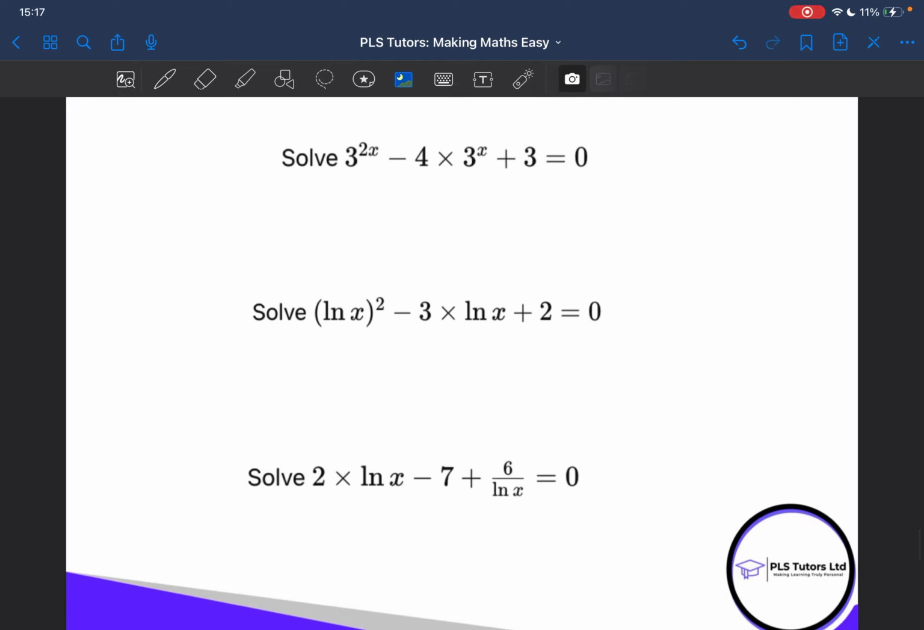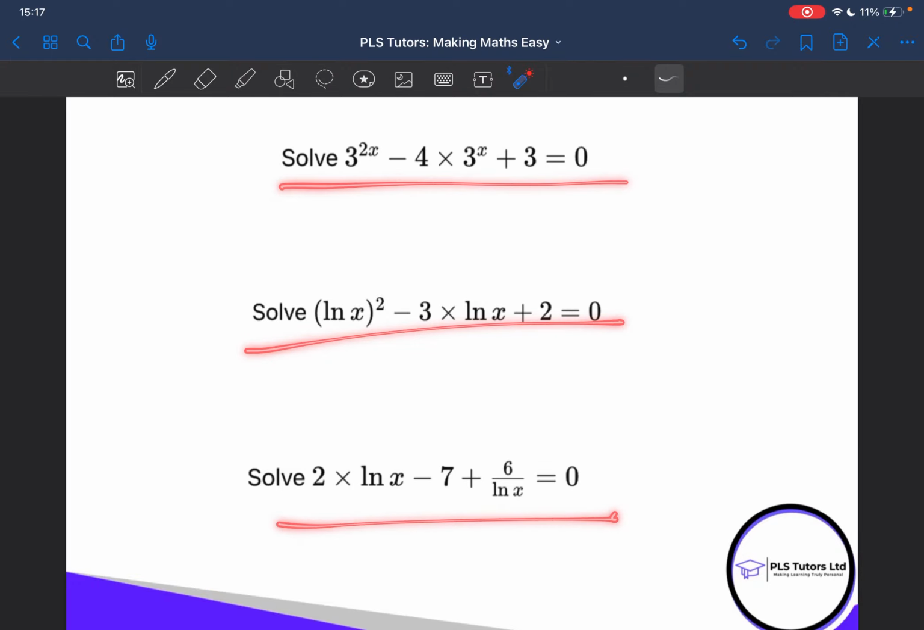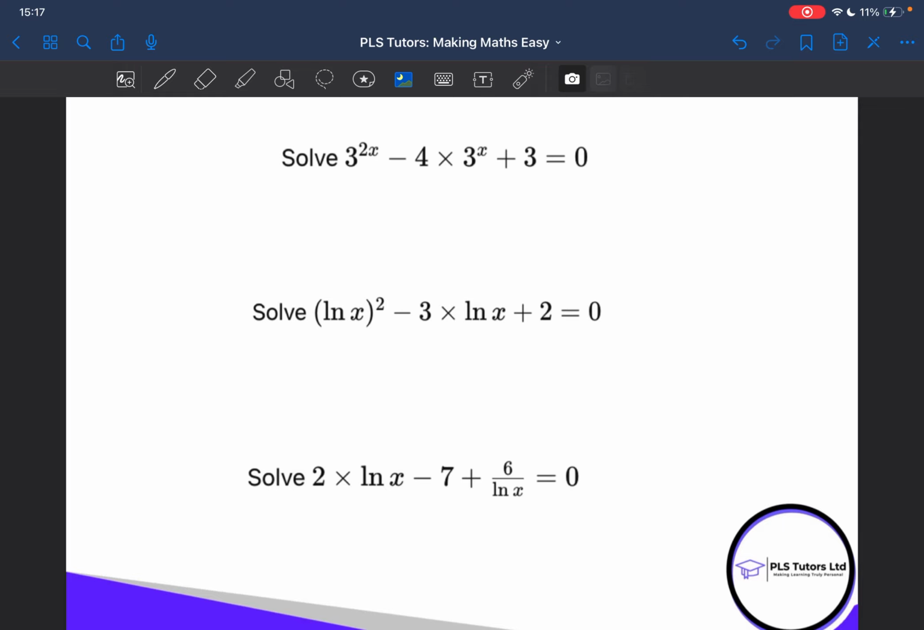So in this video, we're going to take a look at how to solve exponential equations involving logarithms in A-level maths. Throughout the course of the video, we're going to go through these 3 questions. So let's start off on the top one.